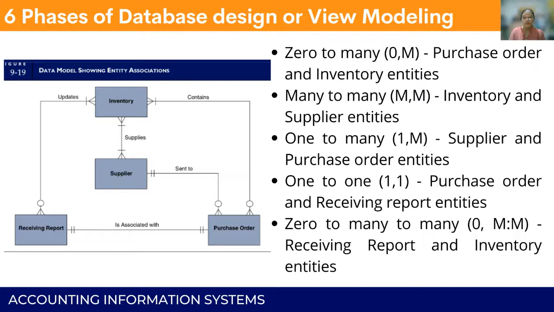And a one-to-one association between the purchase order and receiving report entities, in which a single receiving record reflects the receipt of goods that are specified on a single purchase order record, and multiple purchase orders are not combined into a single receiving report. And lastly, a zero-to-many association between receiving report and inventory entities signifies that within the period, each item of inventory may have been received many times or never.